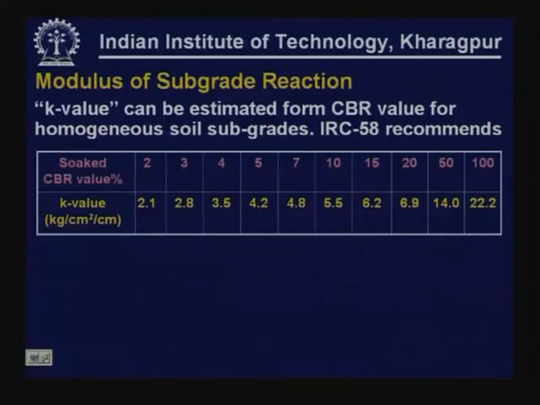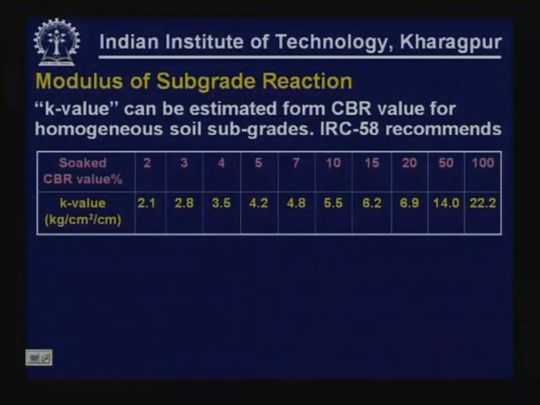But obtaining the K value by conducting a plate load test is not always feasible, and may not always be required. So, many a time the K value is estimated from the CBR value. This can be done using the table recommended by IRC 58. For example, for homogeneous soil subgrades, the K value can be estimated using the CBR value. This is not a linear relationship.